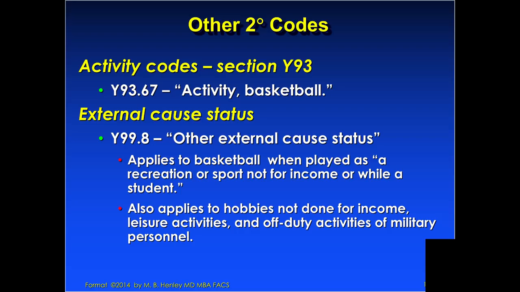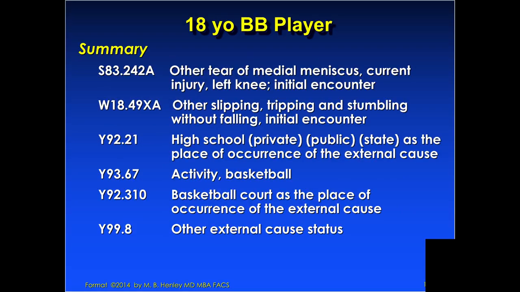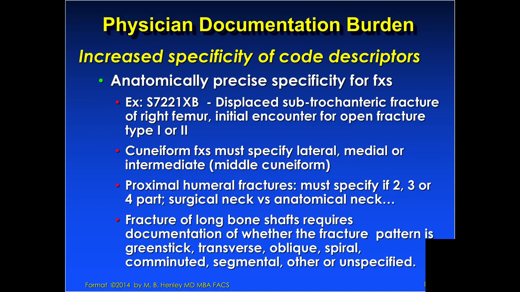So for this one medial meniscus injury, you really should report up to six codes to specify it. This will prevent claim denials, but this is how your documentation should be, ideally, if you're taking a full history. You can see that anatomical precise specificity for fractures is required. Cuneiforms, you have to say which cuneiform. As I said, proximal humerus, specify two, three, or four parts. If it's a long bone, you have the fracture pattern.